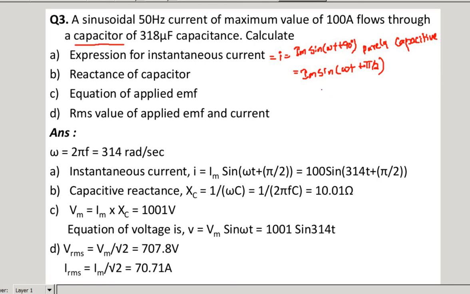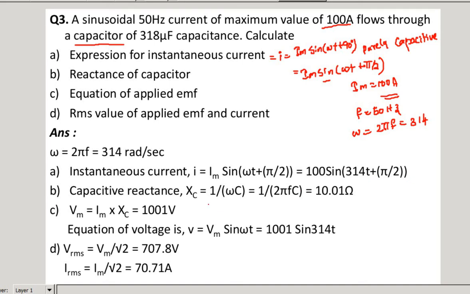So, this is the expression for the capacitor: Im sin (omega t plus 90 degrees). Here they have specified the maximum value of current as 100 ampere. That means Im is equal to 100 ampere. And frequency f is equal to 50 Hz. So, we can find omega is equal to 2 pi f, which is equal to 314. Apply all these parameters in this equation: Im is 100, omega is 314, so omega t is 314t, plus 90 degrees.